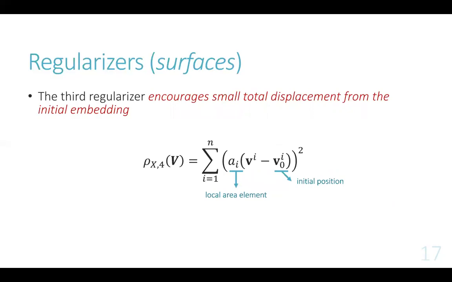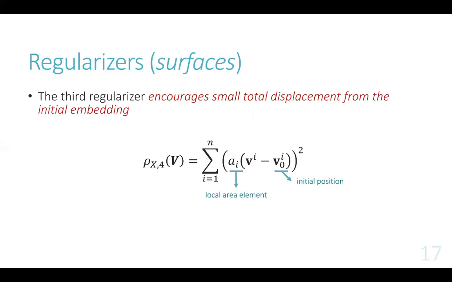And the final regularizer encourages small total displacement from the initial embedding. We know the problem is formulated as an optimization problem, so we have an initial embedding, and we don't want the final output to be very different from it. So this calculates how different the current embedding is from the initial embedding, weighted by the triangle size.